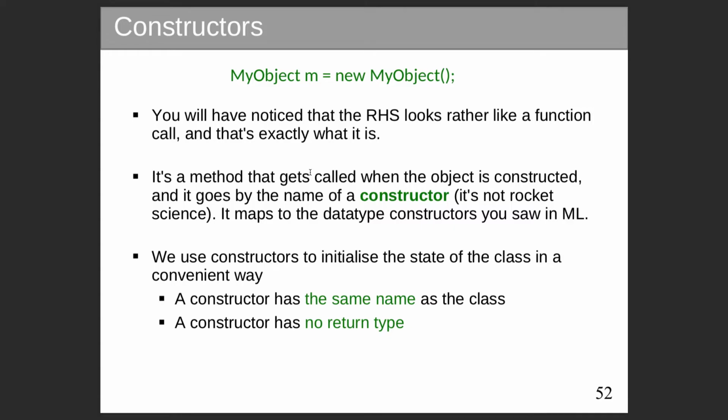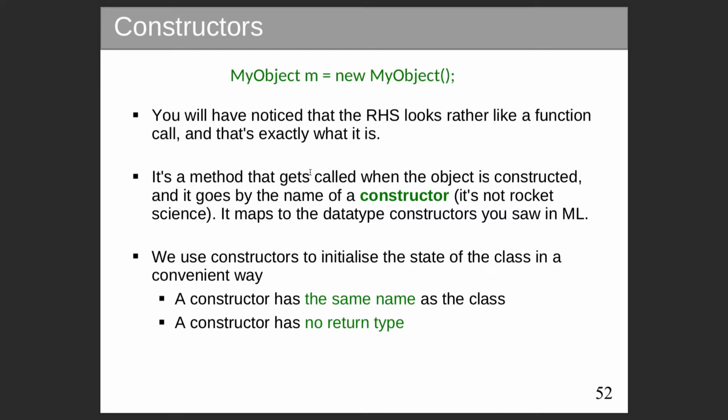So the right-hand side looks a bit like a function call, right? It's sort of like my object in brackets, and that's kind of exactly what it is. It's a call to a constructor. So the constructors of your class are the code that the compiler runs when it makes new instances of that class. And so you can use constructors to initialize the state of the class in a convenient way.